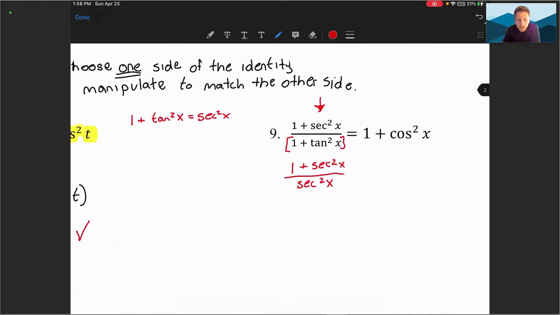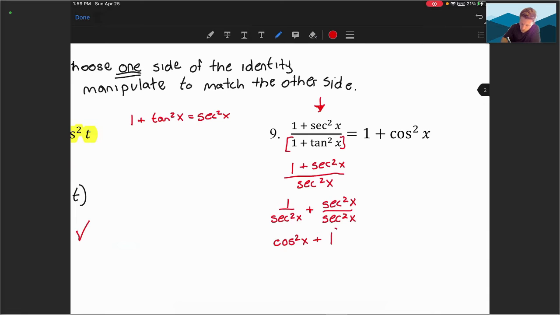All right, now we can consider splitting our function here into two parts. We can say this is 1 over secant squared x plus secant squared x divided by secant squared x. So splitting that fraction into two with the sum. And we'll notice that these two pieces we can also represent as sines and cosines here. The 1 over secant squared is just cosine squared x. And then plus secant squared over secant squared is just going to give us 1.